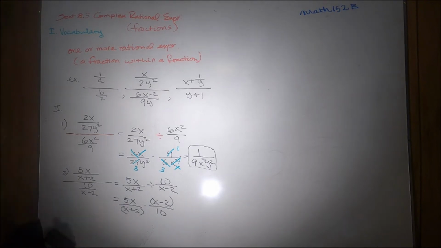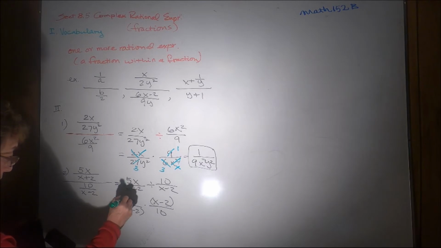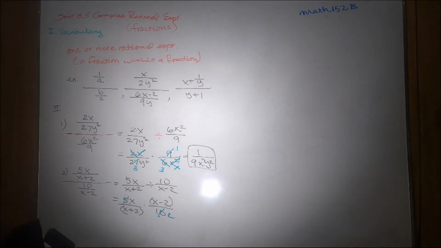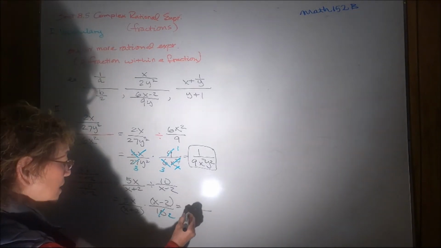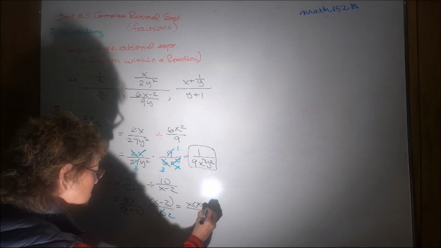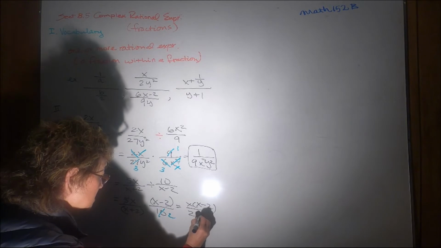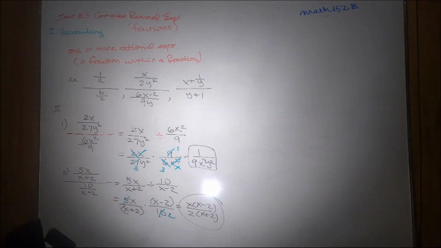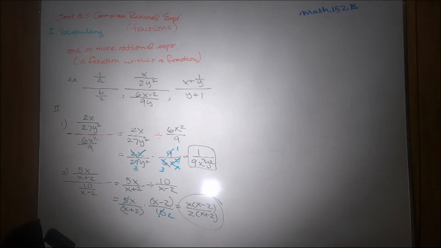So that's prime. Now anything we can cross cancel? Yes, 5 and 10, right? So that's the simplest one we can get. So that would be what? x times (x minus 2), 2 times (x plus 2). We can leave the answer just like that. We don't have to multiply them out because we can just leave them in prime form, right?